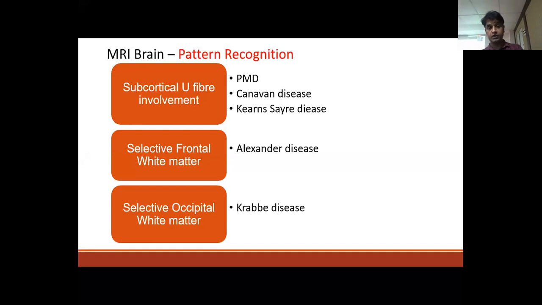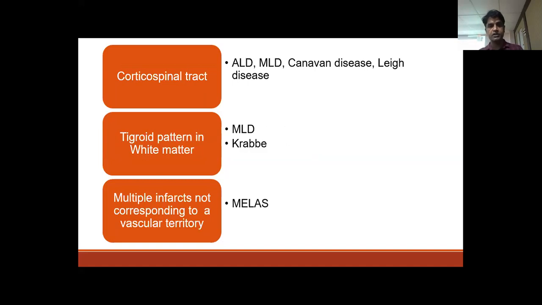So we'll look at whether there's subcortical U fiber involvement, which we will see in some of the MRIs coming on. It is seen in Canavan disease, Kearns-Sayre disease, and Pelizaeus-Merzbacher disease. If there's selective frontal white matter involvement, that is suggestive of Alexander disease. This is an OSCE question as well. If there is selective parieto-occipital white matter involvement, then it is Krabbe's disease. And you'll also see that sort of distribution in metachromatic leukodystrophy.